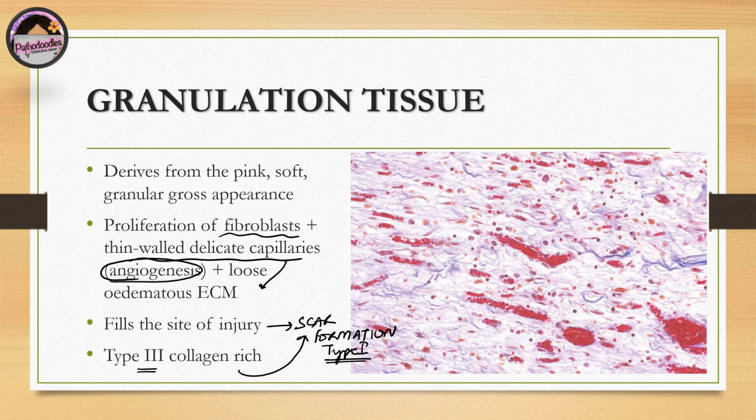Now in this photograph, you can see some blue wispy fibers, which is collagen fibers, which is the fibrosis occurring. You can see collections of RBCs here. These are all capillaries. And in the background, you can see white areas. That is all edema. So this is a very classical picture of granulation tissue.